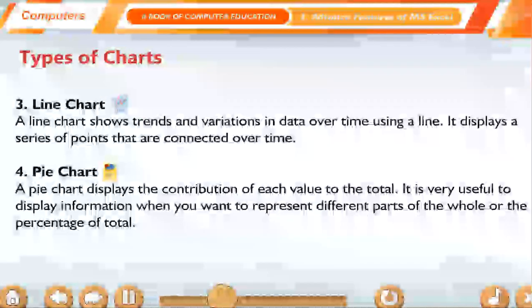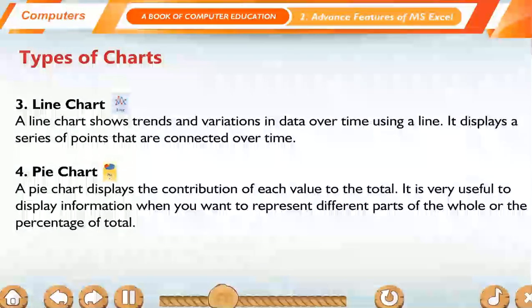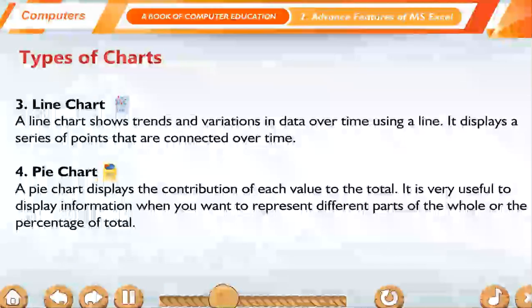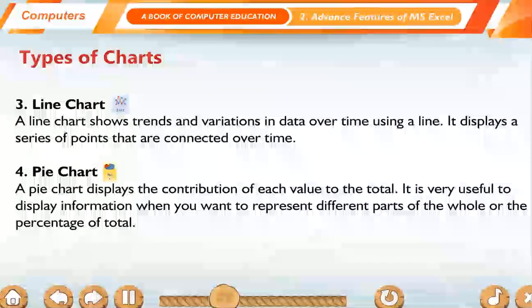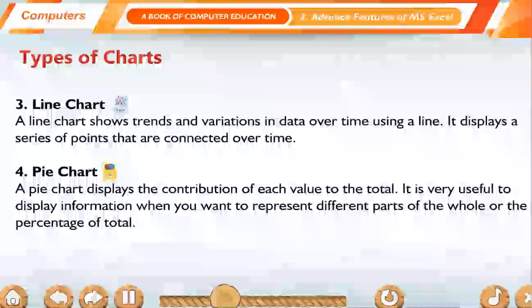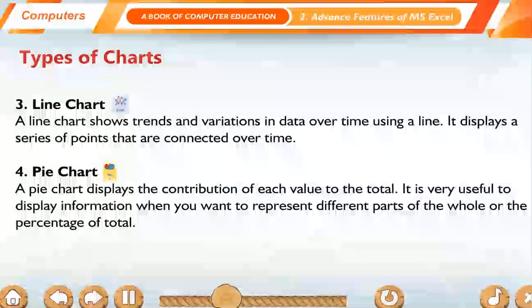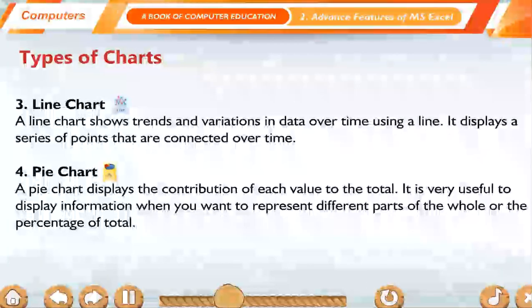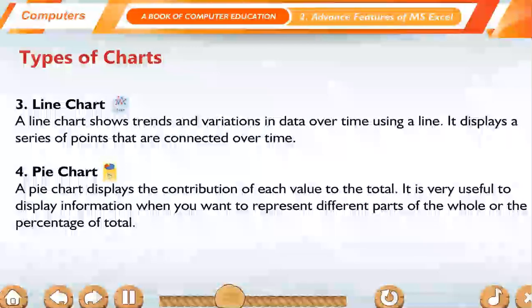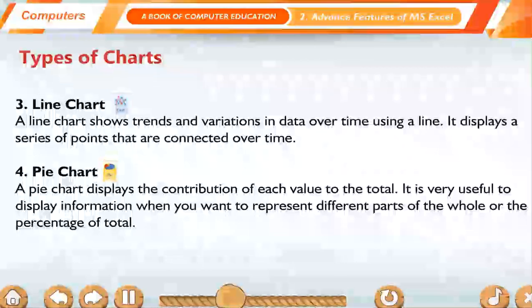Line chart. A line chart shows trends and variations in data over time using a line. It displays a series of points that are connected over time. Pie chart. A pie chart displays the contribution of each value to the total. It is very useful to display information when you want to represent different parts of the whole or the percentage of total.